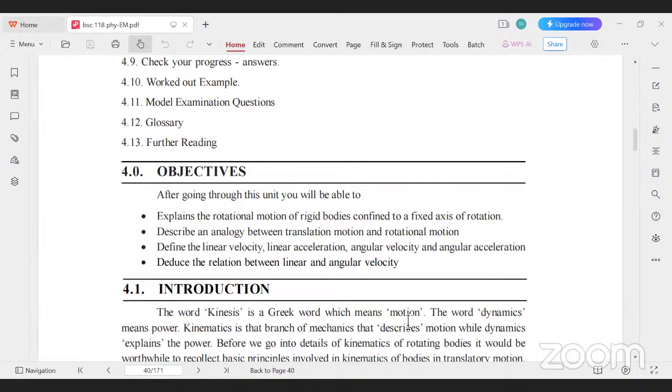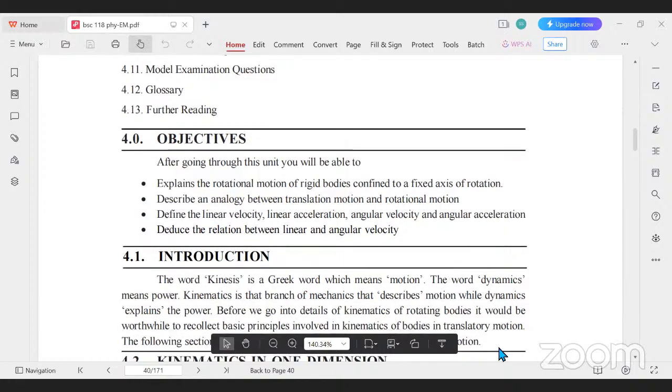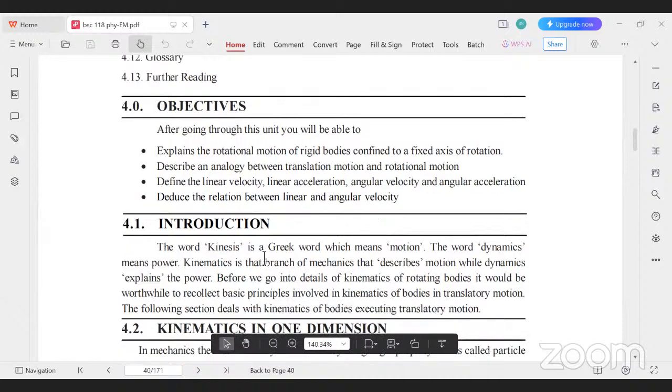Before we go into detailing kinematics of rotating bodies, it would be worthwhile to recollect the basic principles involved in kinematics of bodies in translatory motion. The following section deals with the kinematics of bodies executing translatory motion. For example, we need to discuss linear and angular velocity, linear and angular acceleration.